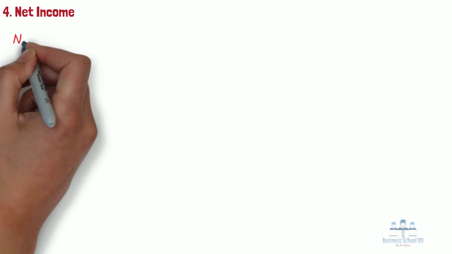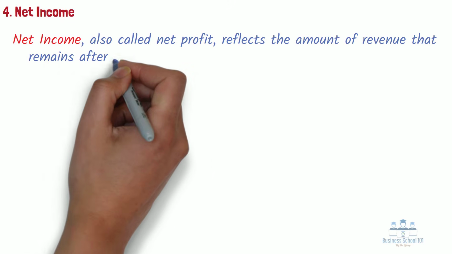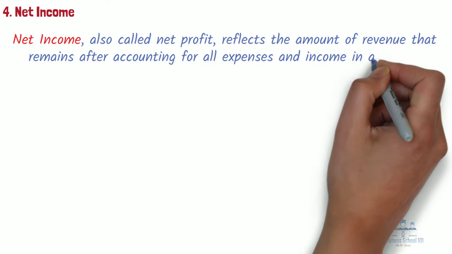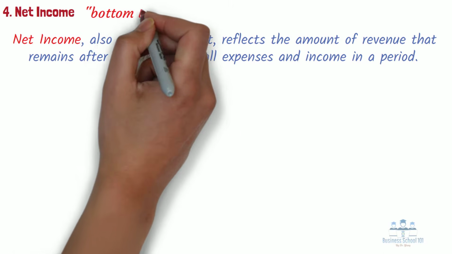Section 4. Net income. Net income, also called net profit, reflects the amount of revenue that remains after accounting for all expenses and income in a period. Net income is the last line and sits at the bottom of the income statement. As a result, it's often referred to as a company's bottom line number.